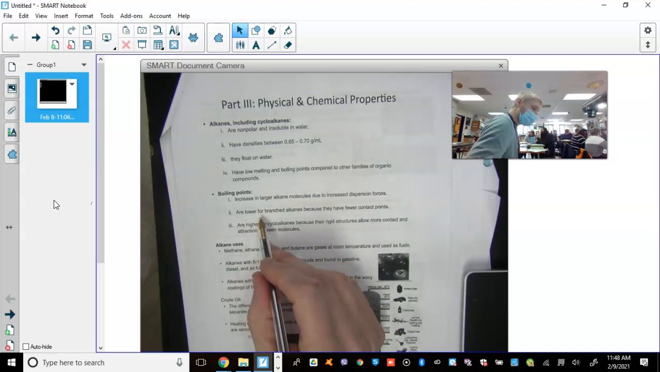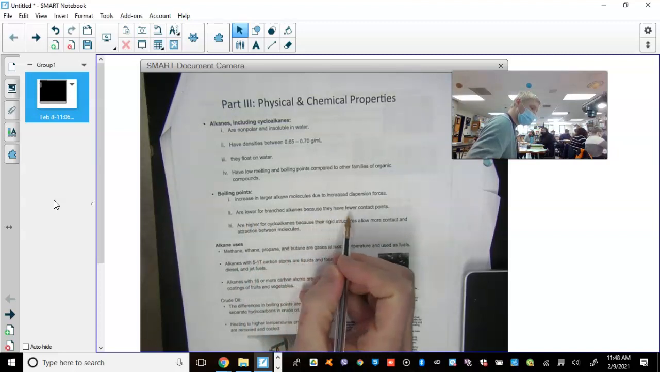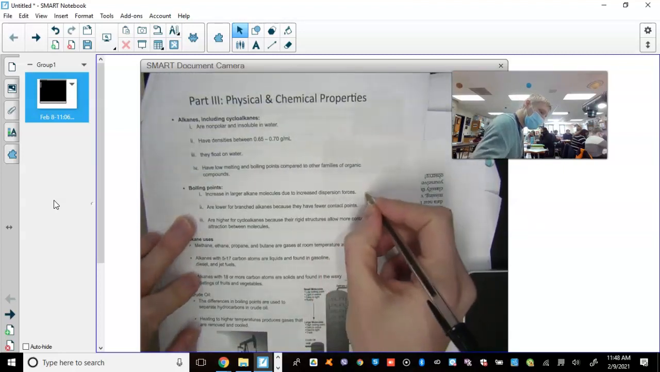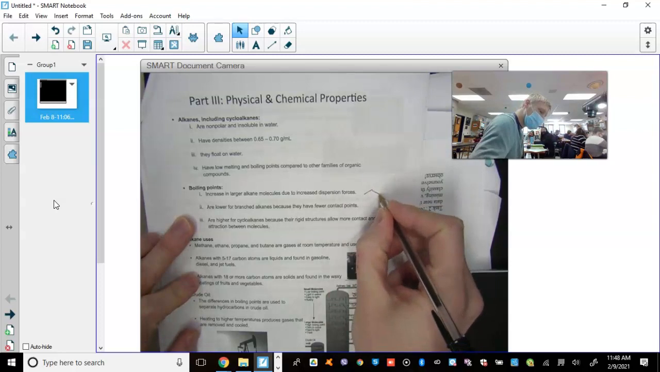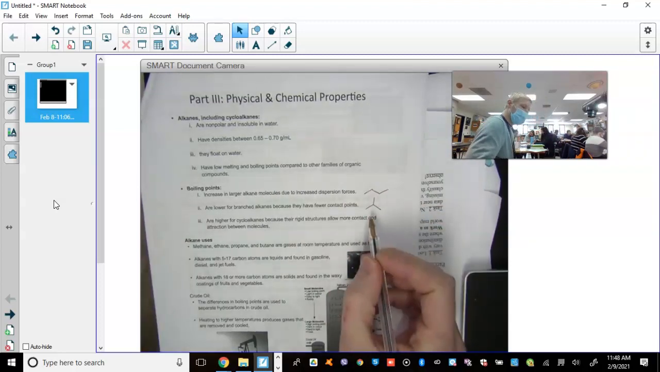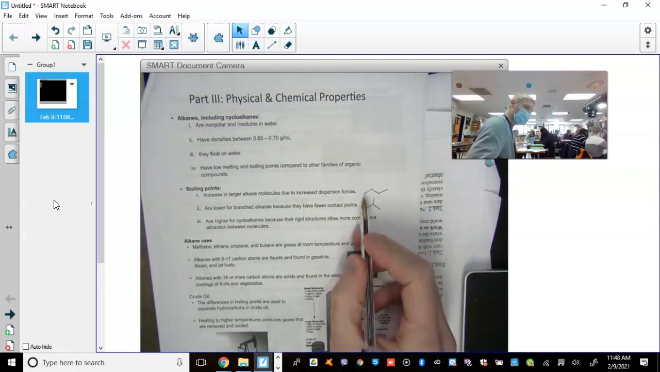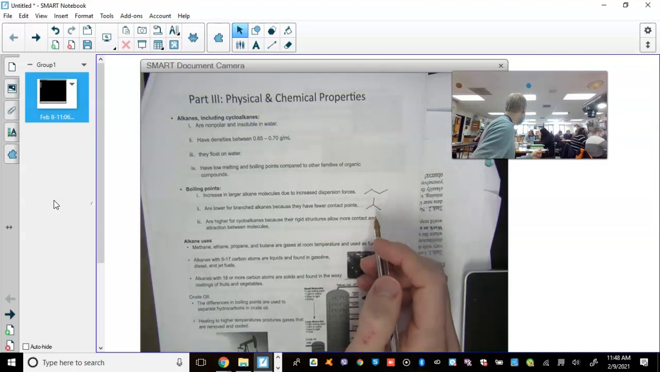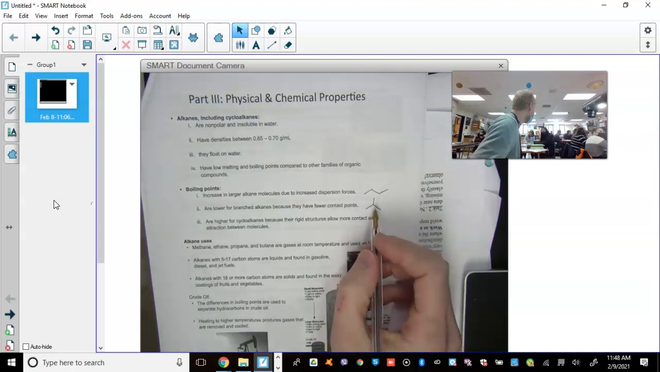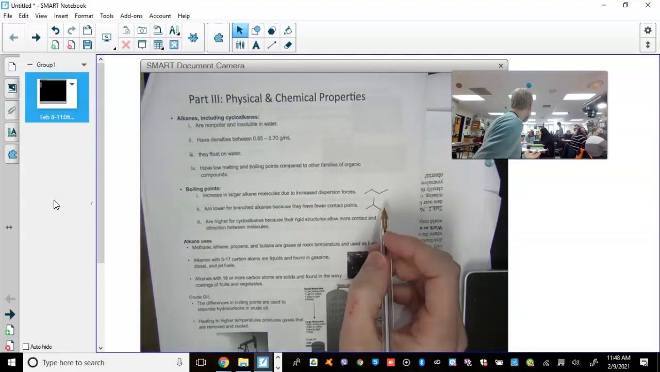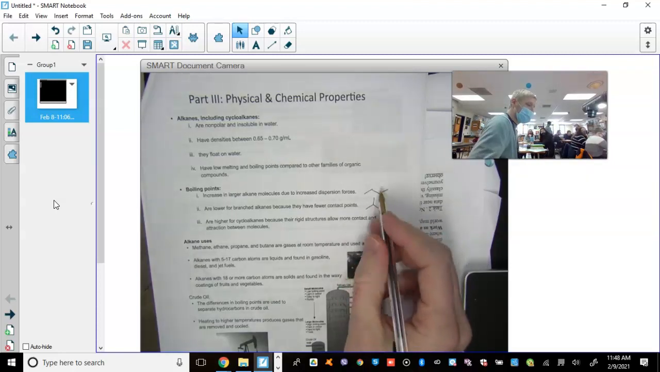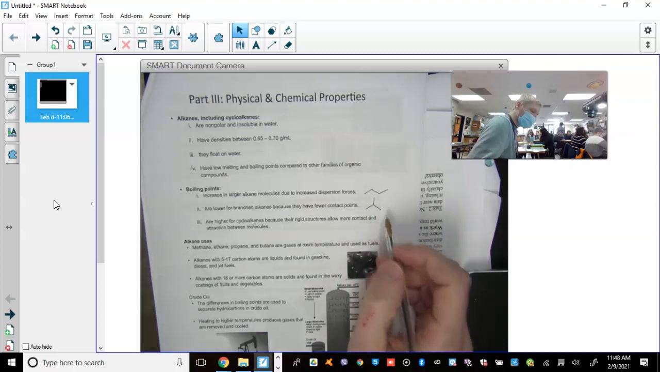All right, boiling points are lower for branched alkanes because they have fewer contact points. So let's draw a picture to show this. So here we got 1, 2, 3, 4 carbons. 1, 2, 3, 4. These are isomers. Anybody know what an isotope is? A different number of neutrons. You got it. Isotope has the same number of protons and electrons, but different number of neutrons. Isomer, they have different structure, but same molecular formula.